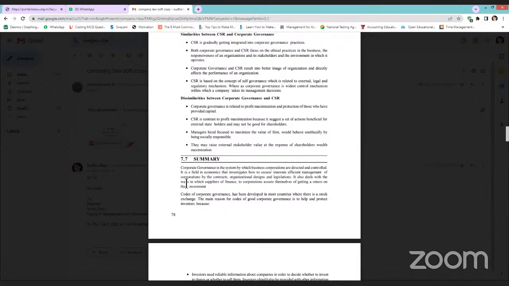Instead of maximizing only the value of the firm, CSR makes sure the firms concentrate on maximizing the shareholders' wealth. So that automatically enables the firm to reach its goals effectively. The firm will grow, and stakeholders also will grow. That is the interrelation between CSR and corporate governance.